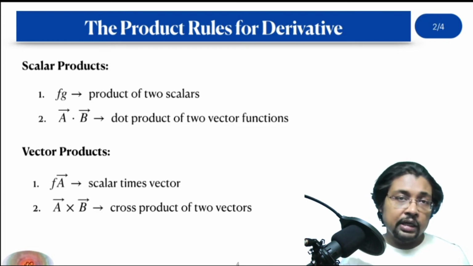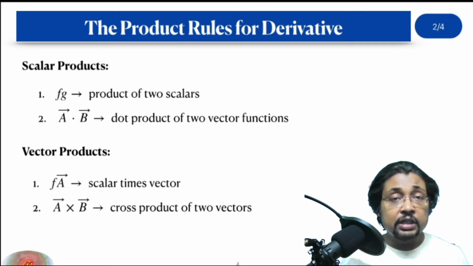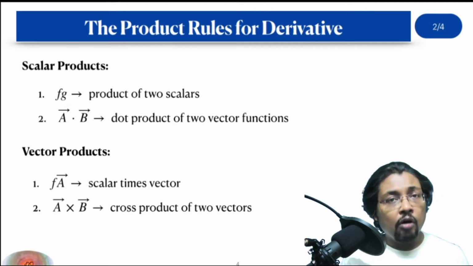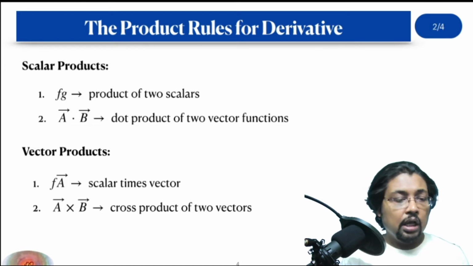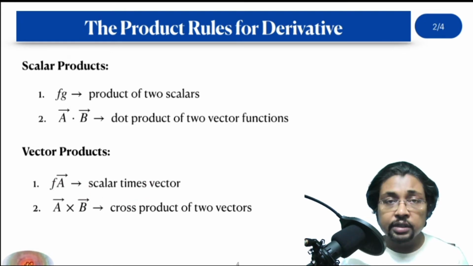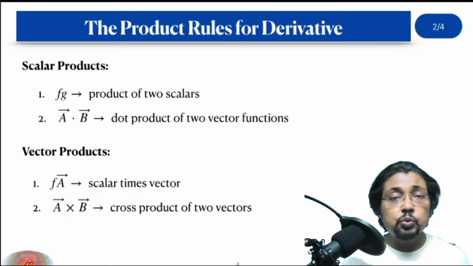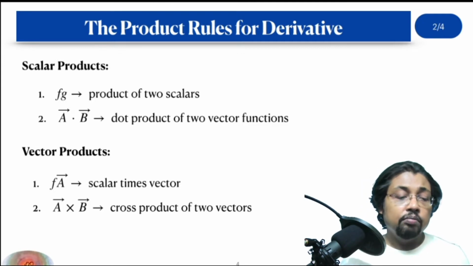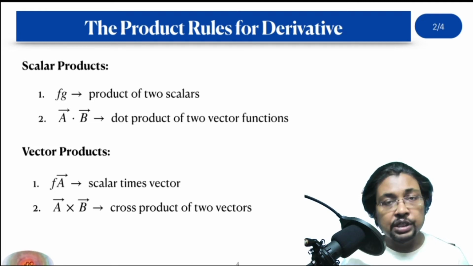Vector products, on the other hand, generate a vector. So in case of the vector products, the involvement of a vector must be there. So as you can see, the scalar function when multiplied with a vector generates a vector, and the cross product between two vectors generates a vector, and we have experienced such kind of operation in my previous lecture.